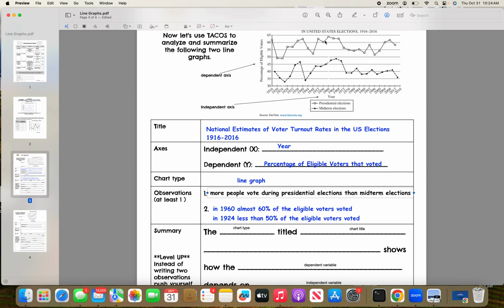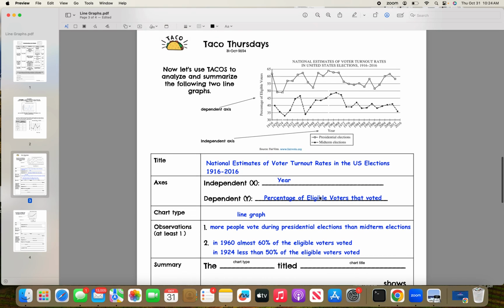And a couple of observations. I listed a couple of them. One of the things that stood out to me was that here are presidential elections, and these are midterm elections, right? So every 4 years we have a presidential election. The presidential elections have higher turnout than the midterm elections. So that's one observation that I made.